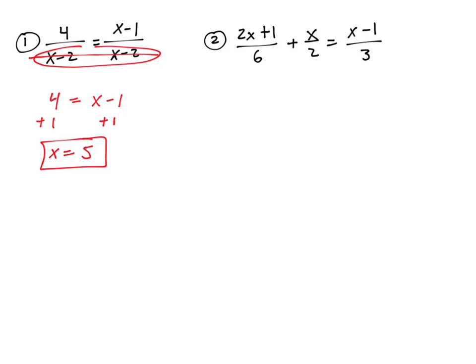If we plug this back in to check for extraneous solutions, we have 4 over 5 minus 2 equals 5 minus 1 over 5 minus 2. Well, this is 4 over 3 equals 4 over 3. Well, that's good. So 5 works.